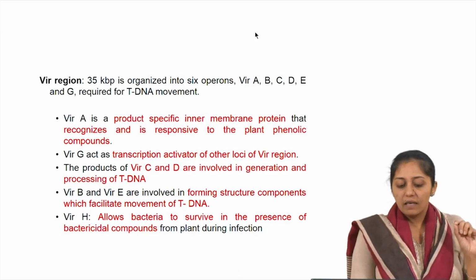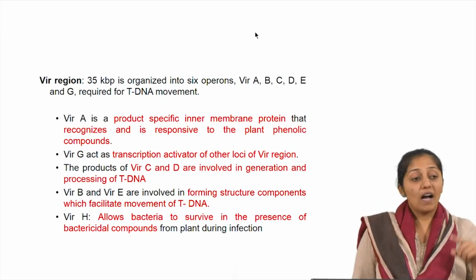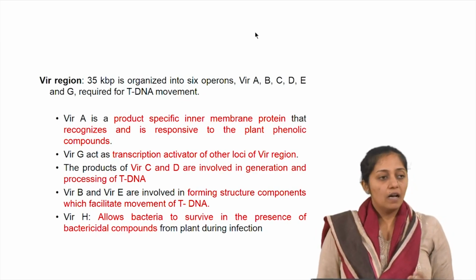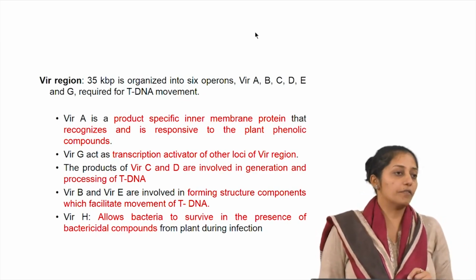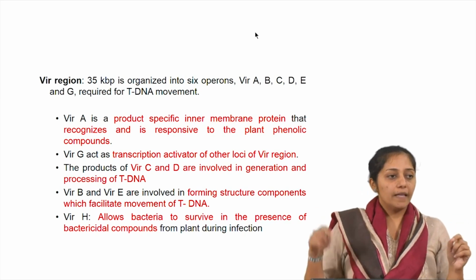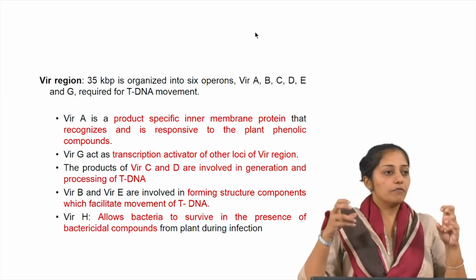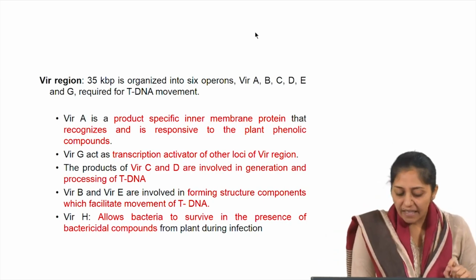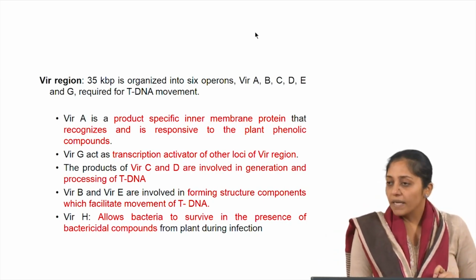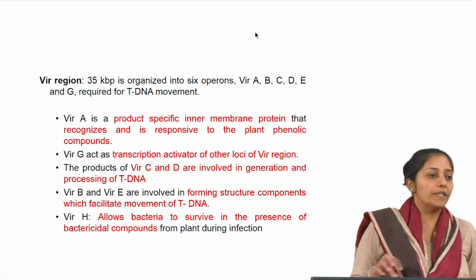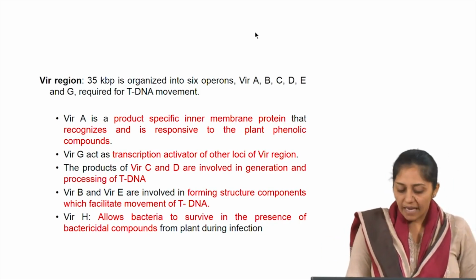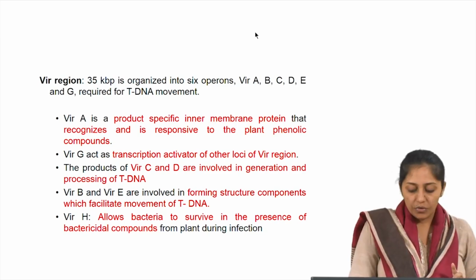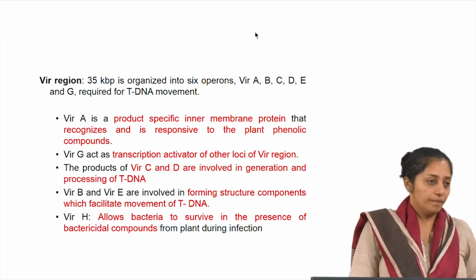Virulence G acts as a transcription activator of other loci of the virulence region. The products of virulence C and D are involved in generation and processing of tDNA, which means creating a nick, then replicating and then packaging it, which means the 5' end is capped. Virulence B and E are involved in forming structural components which facilitate movement of tDNA. Virulence H allows bacteria to survive in the presence of bactericidal compounds from the plant during the infection.